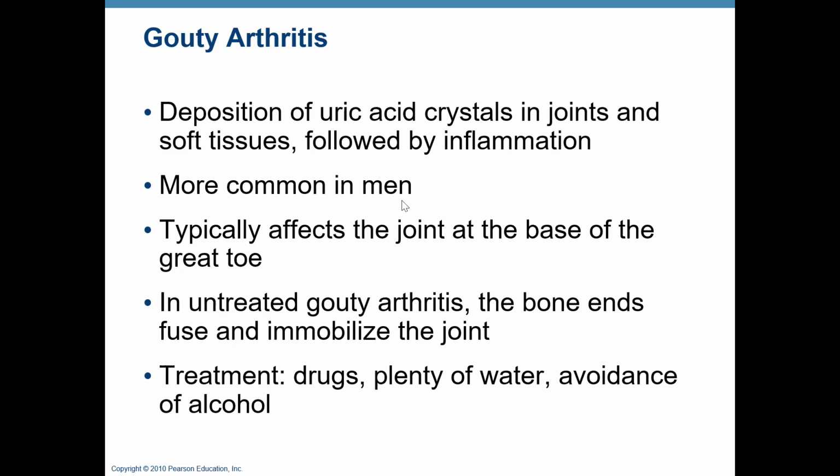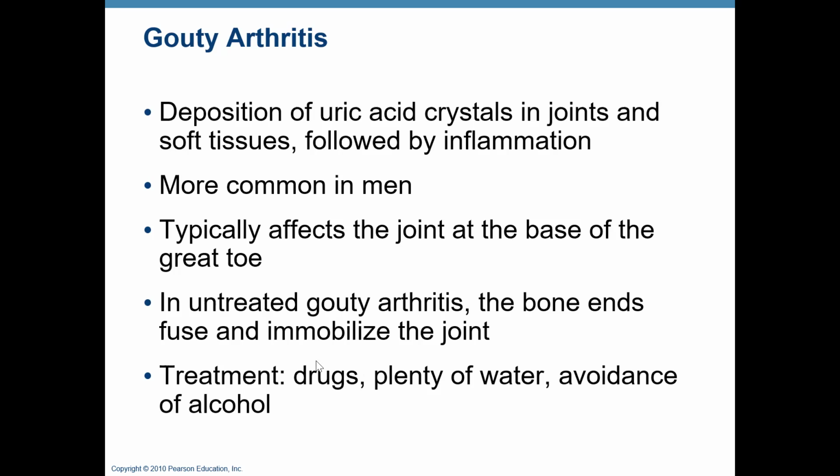Typically affects, again, joints furthest away from the heart, your fingers, your toes. If untreated, gouty arthritis, the bone ends may fuse and immobilize your joint where you can't move. Trust me, if you're binge drinking and you know that's what's causing it, you'll put down that alcohol. You'll drink plenty of water and allow it to flush out of your system. Same thing with meats. If you can avoid meats, it usually occurs when you drink alcohol excessively and binge drink. You can accumulate the uric acid crystals that way.